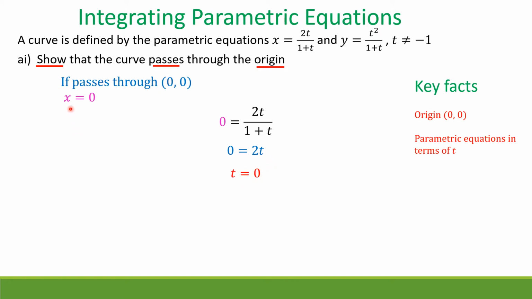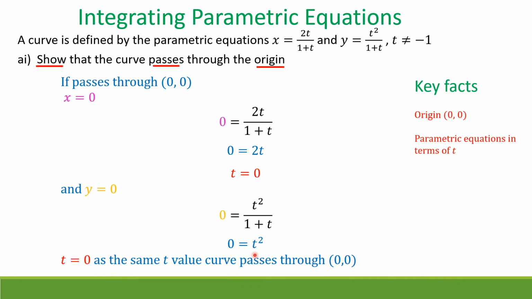Now, if I do exactly the same for y, and these t values come out to be the same, then we have shown that it passes through the origin. So, if y is equal to 0, here's my equation for y. 0 is going to equal t squared over 1 plus t. Again, I'm going to multiply both sides by 1 plus t, and 0 multiplied by anything is always 0. So t squared is going to equal 0. From here, I'm going to square root my 0, which is just going to be 0. So I've got exactly the same t value again.